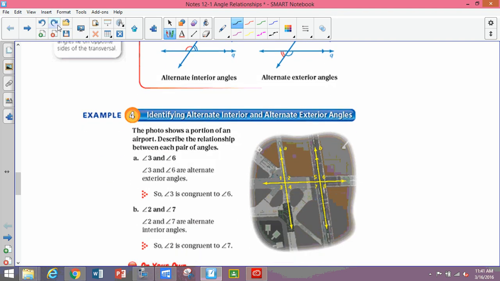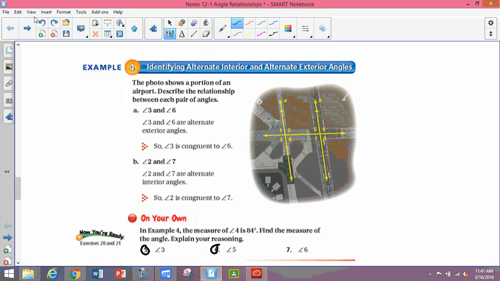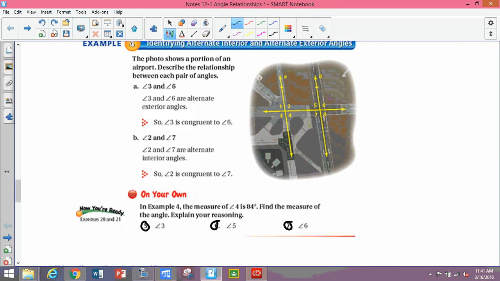Okay, so if we look at this diagram, I want you to pause your computer, and I want you to tell me the measure of angles 3, 5, and 6 using everything that we talked about: alternate interior, alternate exterior, vertical, supplementary, complementary, corresponding. Make sure you justify it with your reasoning. Okay? Pause your computer and then come back.